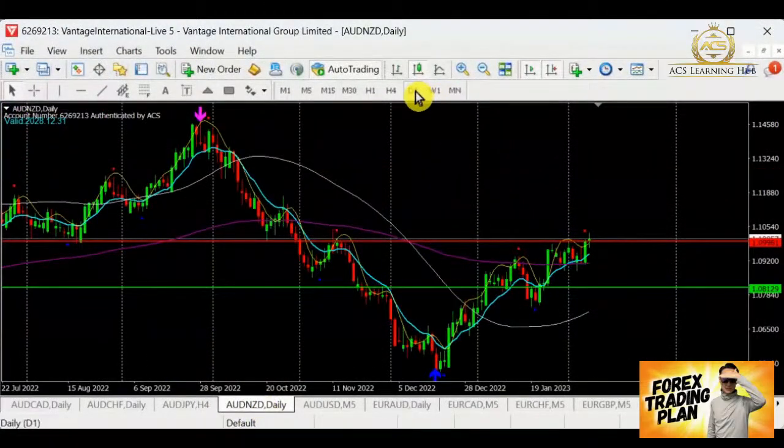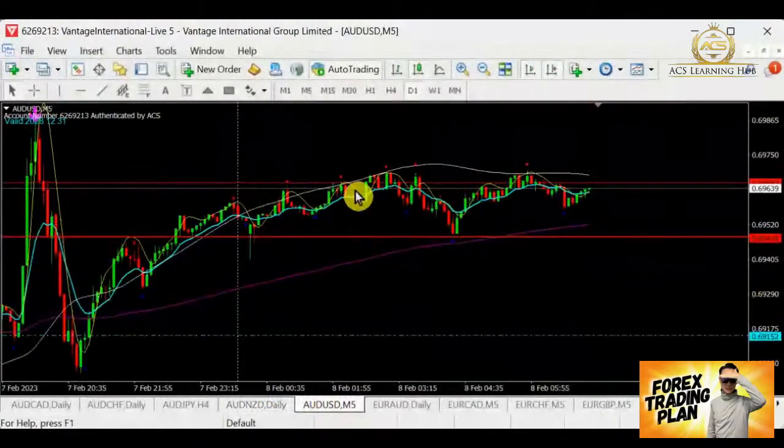Okay, for Aussie Kiwi, let's take a look. Now, very obvious, we are moving towards the bull. So buyers can take note, sellers have to stay away.